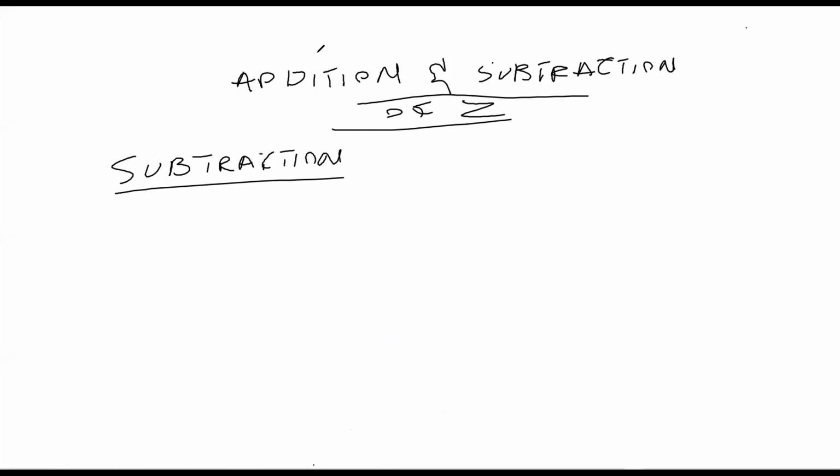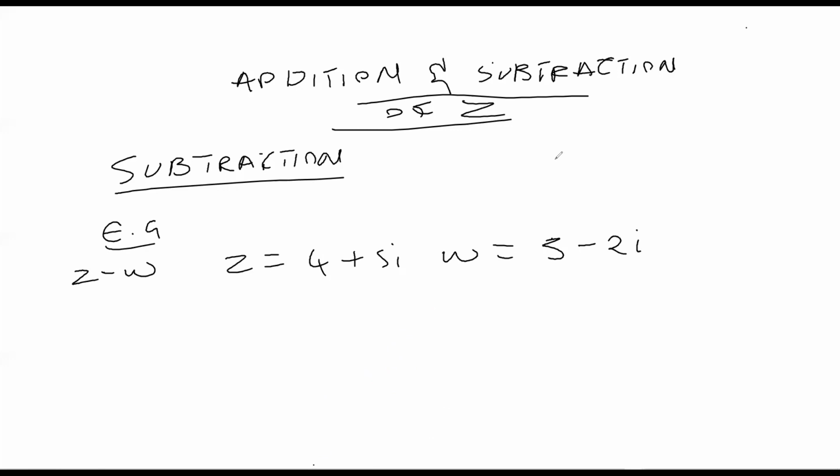For this example, we're being taught to find Z minus W. Our Z in this case is 4 plus 5i. Then we have our W, which is 3 minus 2i. So all we are doing now is we're going to say Z minus W is equal to 4 plus 5i, then minus that, which is 3 minus 2i.